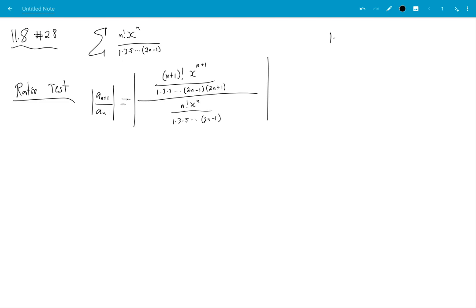Well, you got the 1 times 3 times 5 times 7, and so on, up to 2n minus 1. So as you go here, you're adding 2 every time, right? So the next one would be 2n plus 2. 2n plus 1, rather, sorry. Okay, moving on.